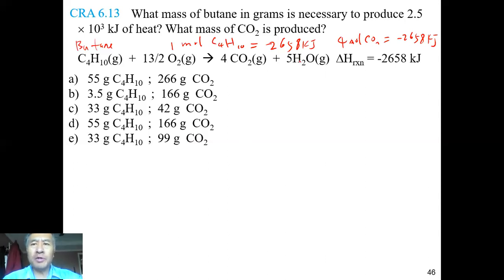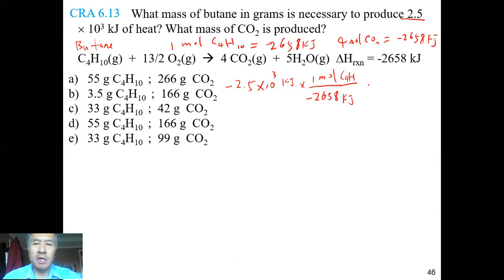Okay, so you want to produce this amount of heat, which means the reaction releases heat. So therefore, this heat will be negative. So we'll start with negative 2.5 times 10 to the 4 kJ, and then we will use one fraction to convert this kJ into how many moles of butane. So we will use the first equation. So we have negative 2658 kJ, and that will give us one mole of C4H10.